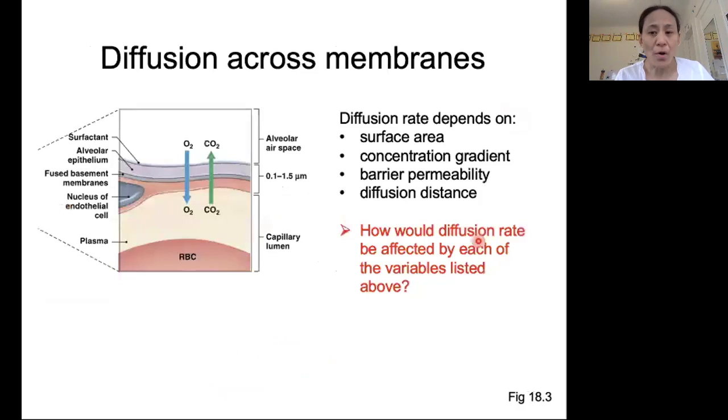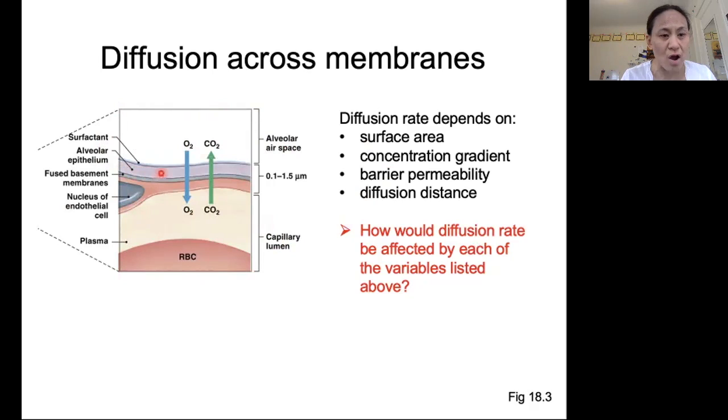Okay, I want to start by taking a look at the membranes that our gases are going to need to cross as they move between the alveoli and the blood. Just to orient you to this figure here, what you see in white here is the alveolar airspace, the air inside the alveoli. Down here in yellow beige is the inside of the capillary lumen. And then you can see that to get from one to the other, we have a variety of membranes that we need to cross.